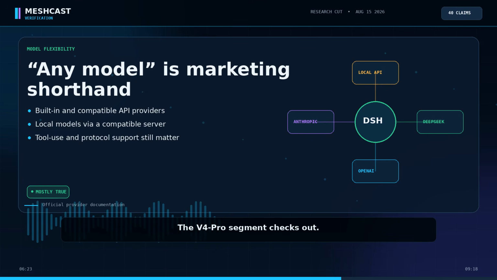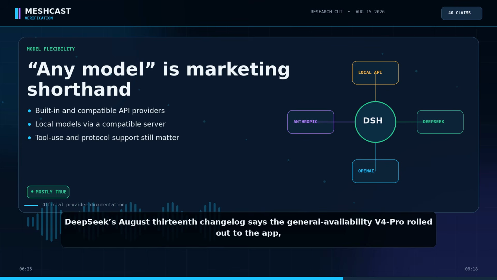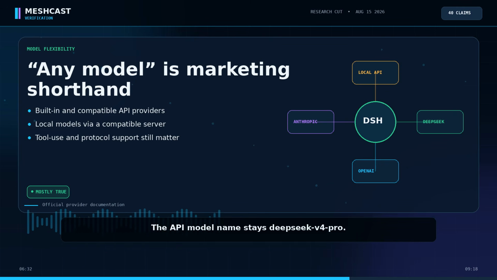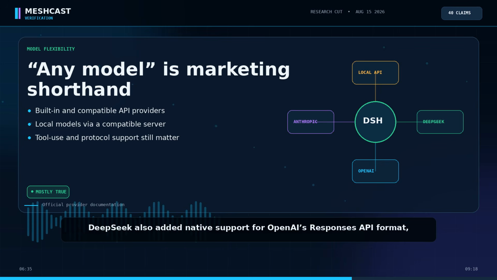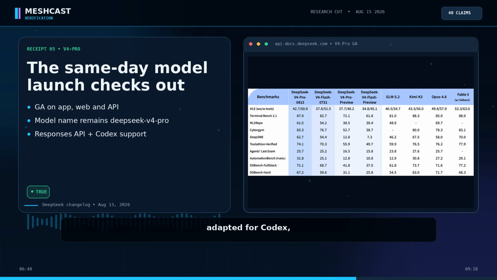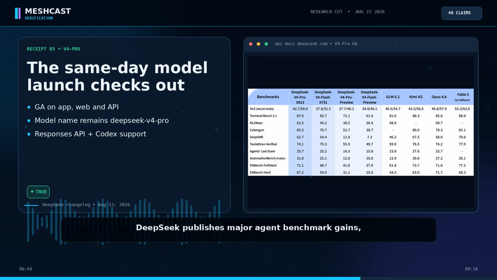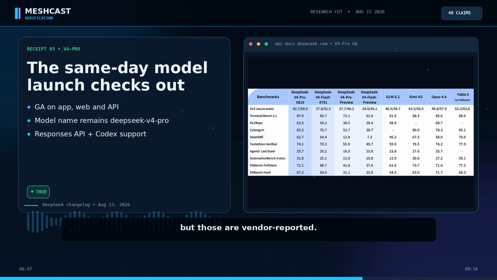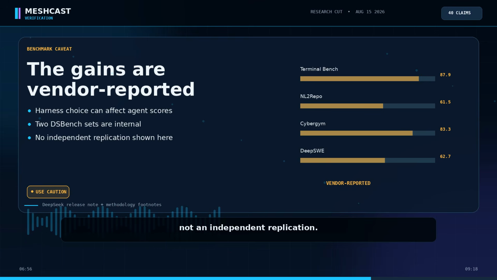The V4-Pro segment checks out. DeepSeek's August 13th changelog says the general availability V4-Pro rolled out to the app, web, and API. The API model name stays DeepSeek V4-Pro. DeepSeek also added native support for OpenAI's Responses API format, adapted for Codex, plus low, high, and max reasoning effort settings. DeepSeek publishes major agent benchmark gains, but those are vendor-reported. Two named DS bench evaluations are internal, and harness choices can change coding agent scores. Treat the table as DeepSeek's evidence, not an independent replication.